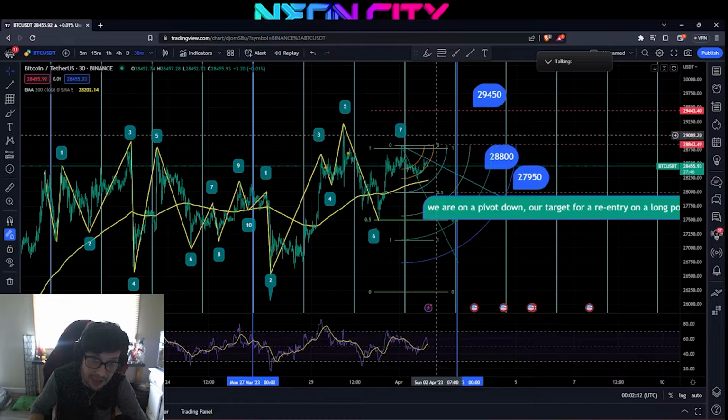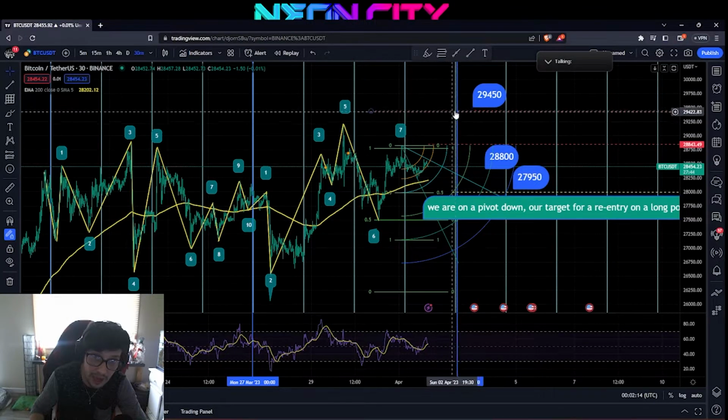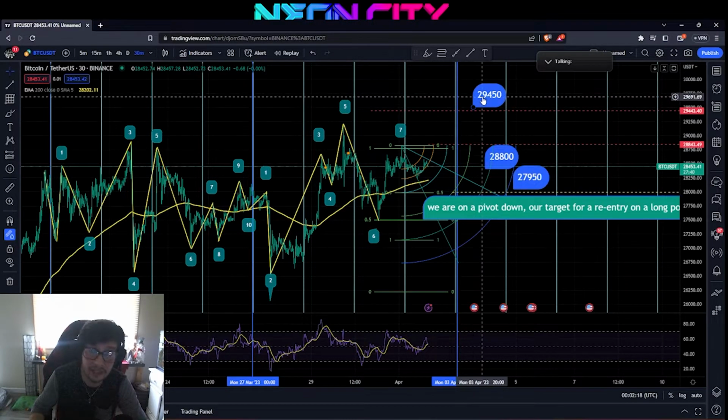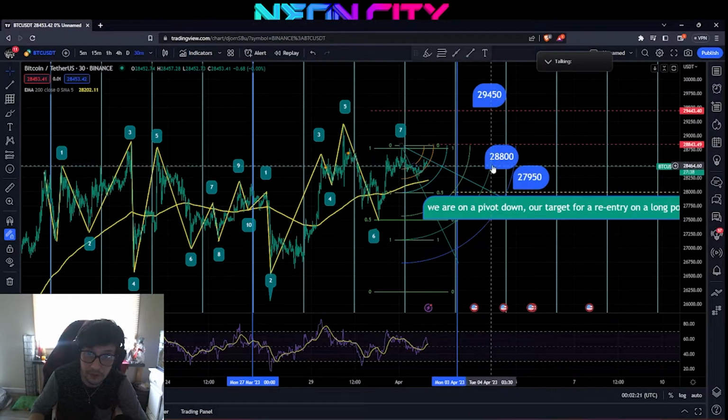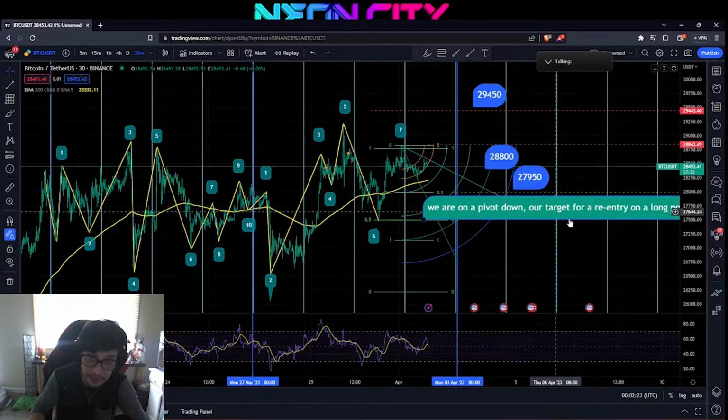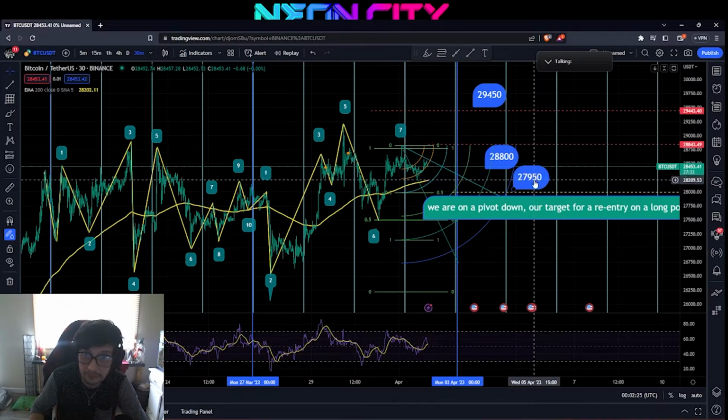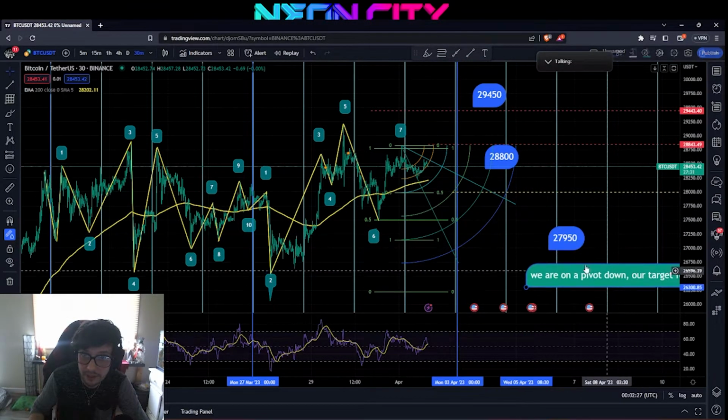And after this bounce, I still think we're going to print a higher high that was higher than pivot point 5 and hit our target of 29,450. We already hit our first target that I've set for us. Don't worry about this right now.